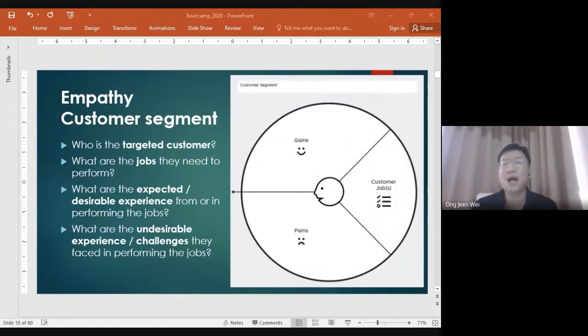Now, many people are asking, is the gain the opposite of the pains? Yes or no? Okay, gain is not the opposite of the pain. For example, we give you a Google link, then you click on the Google link, and you can log in and see everybody here. Is that a gain?